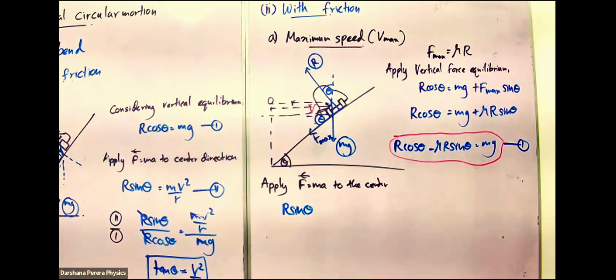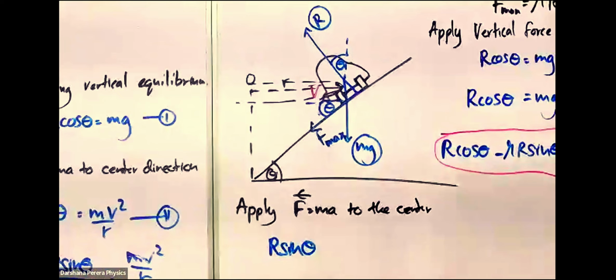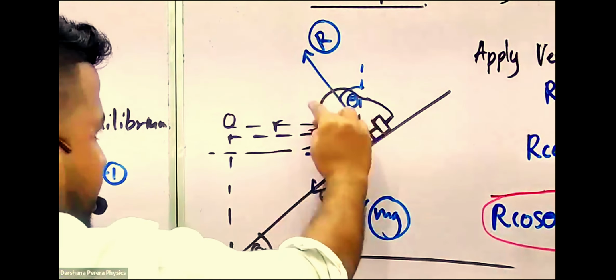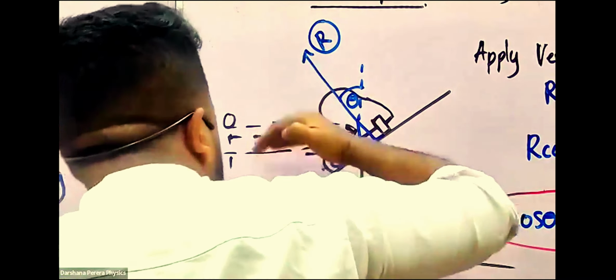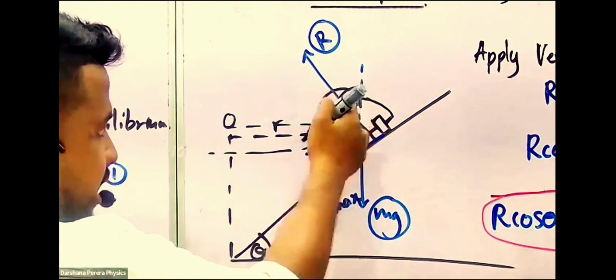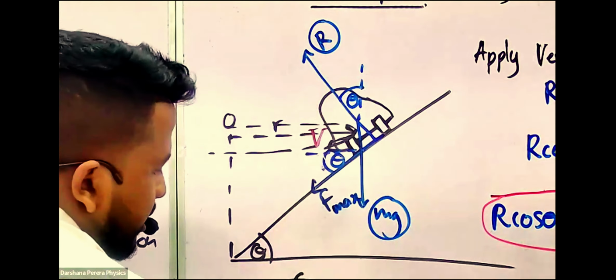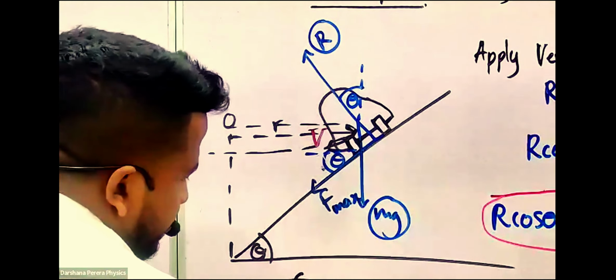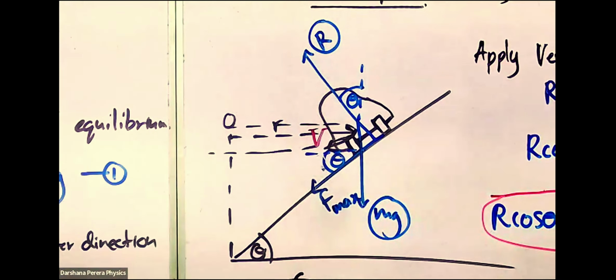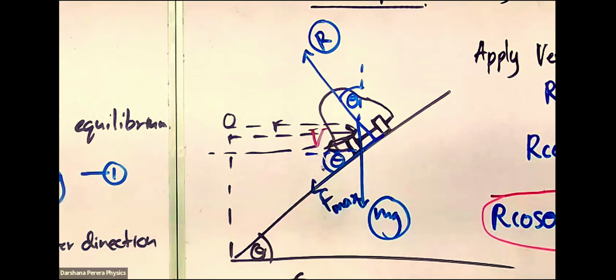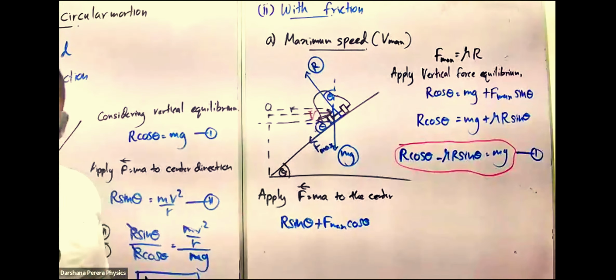See, you can get that. What are the forces? R sin theta acts in this direction and F max cos theta acts in this direction, right? R sin theta plus F max cos theta. This travels along a circular path with velocity V.